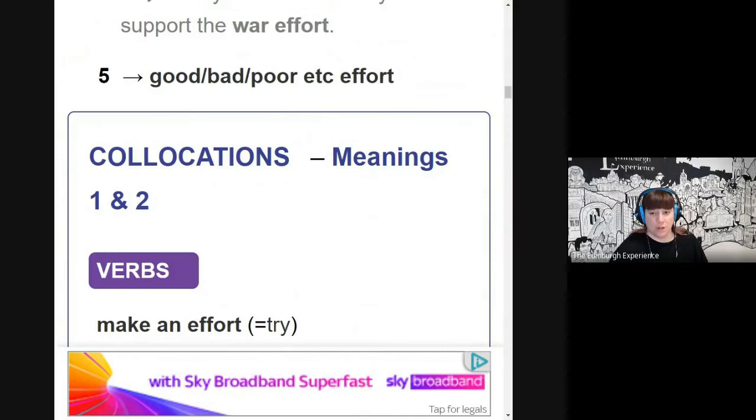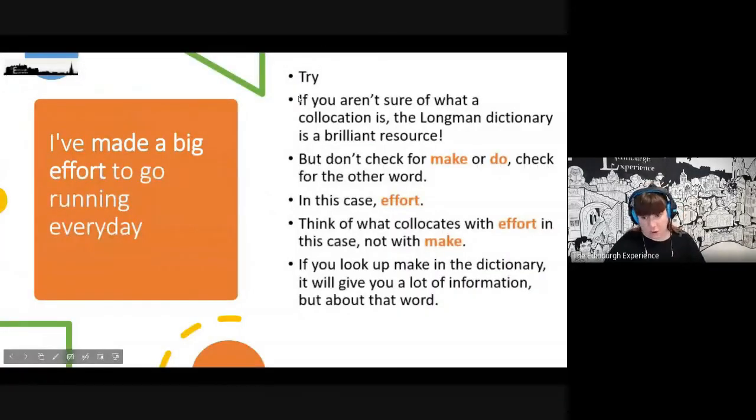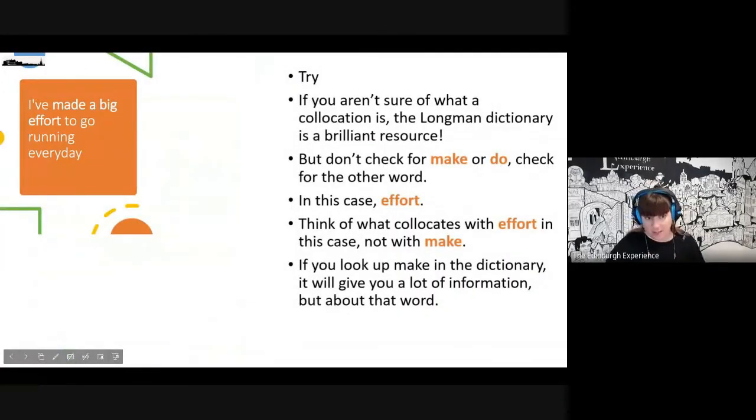So if you're looking for extremely commonly collocated words like make or do, don't look at make or do, look at the other word in that collocation, and that's going to help you find the information you're looking for much more quickly.